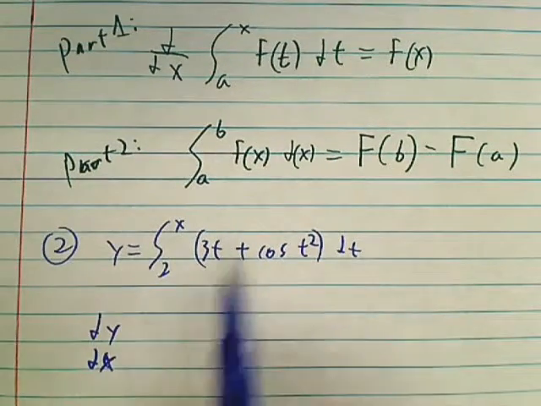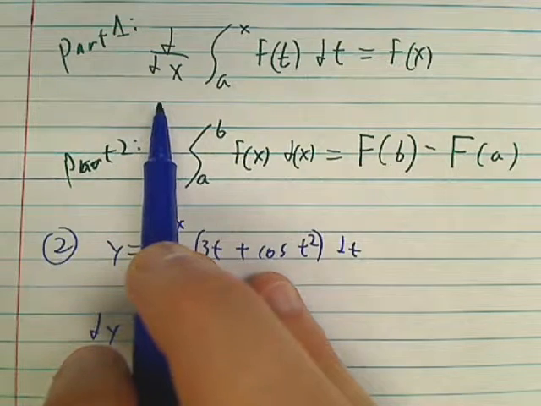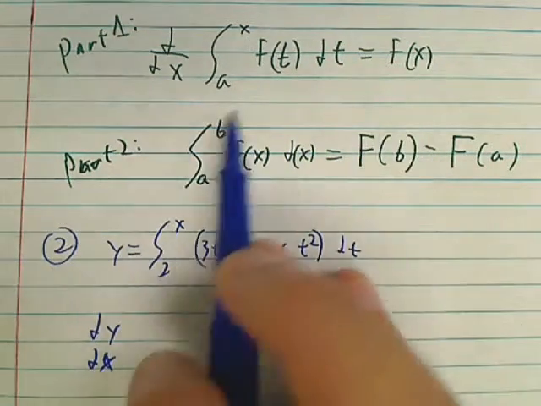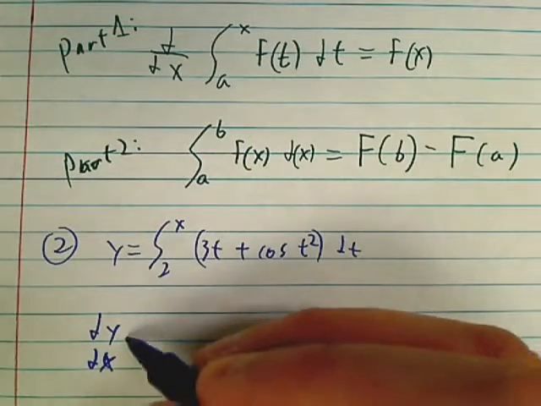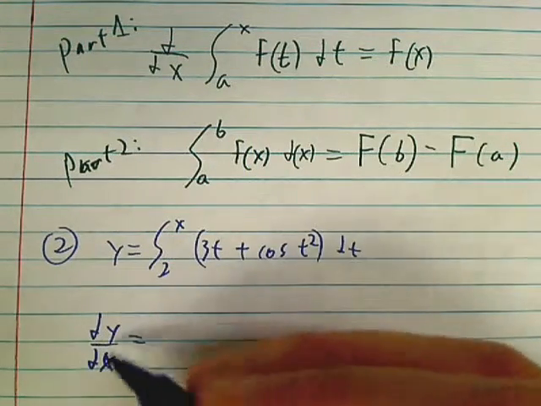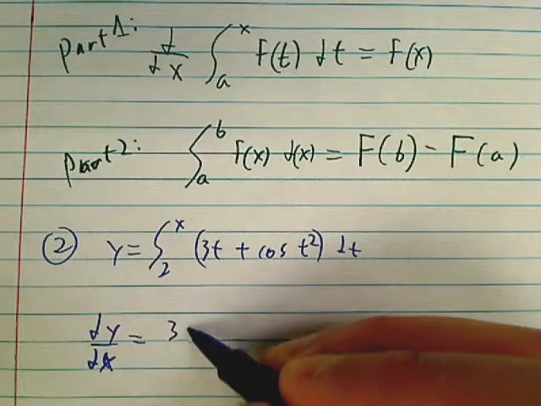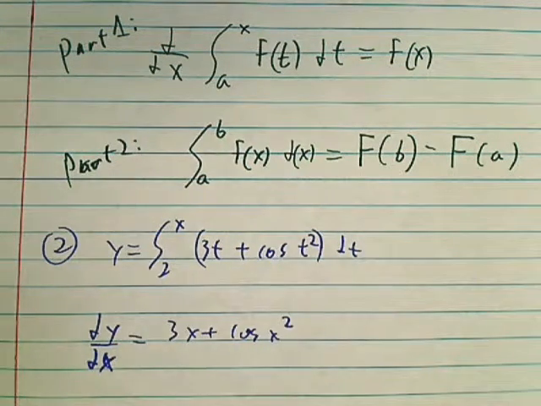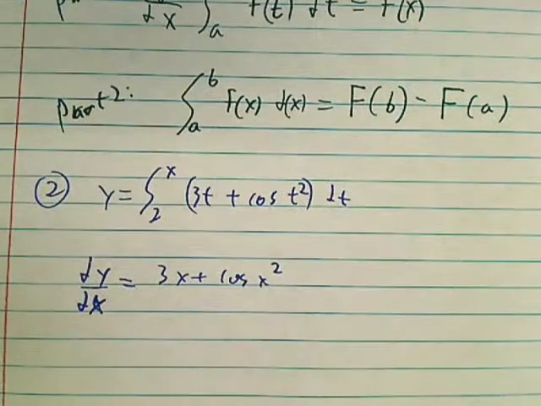Basically, it's saying invoke part 1 of the fundamental theorem. When you take the derivative of an integral, it's just that function, and it doesn't matter where you start. So the derivative is 3x plus cosine x squared. That's it. Just asking you to recall that property. Let's look at one that's a little bit different in the same section, number 18.